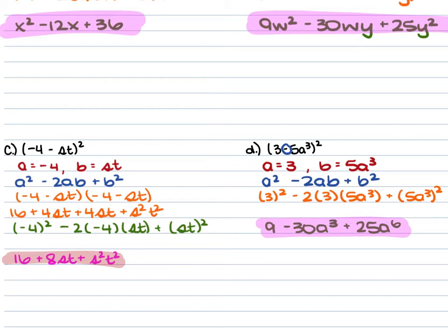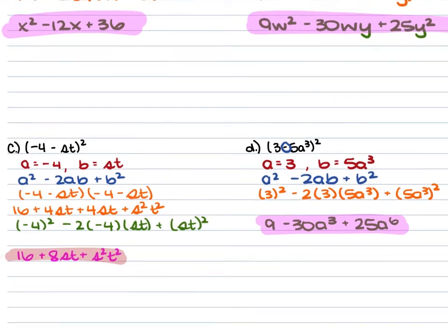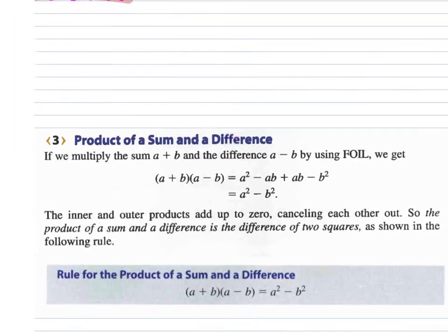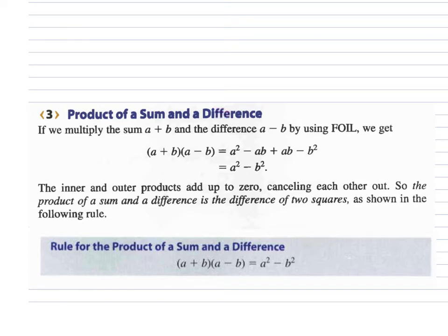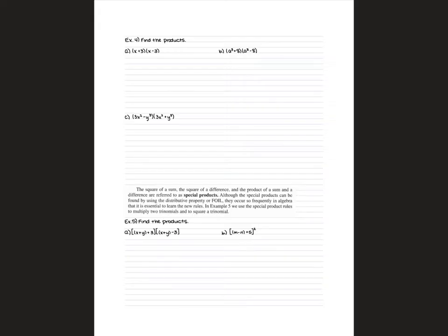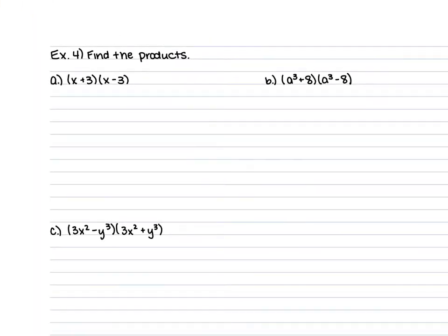Our next part here, we are going to be going over finding the product of a sum and a difference. So when you have the same first term in 2 sets of parentheses and the same second term in 2 sets of parentheses, and they differ by the sign in between them, we would typically see something squared minus something squared. So we've got to look at the 2 sets of parentheses and see what the first term is, what the second term is, and go from there. If we look at example 4, we're just finding the products of these.